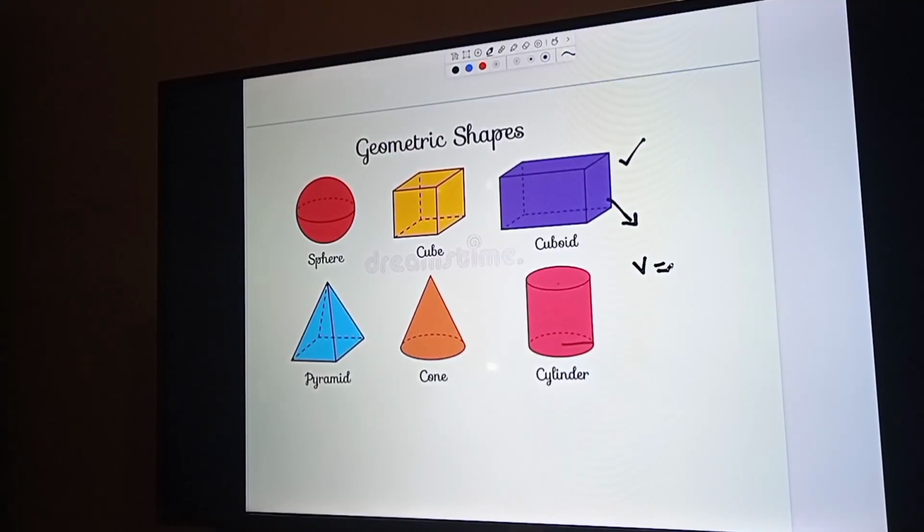V, and V is equal to length into width into height. So if this side is of length and this side is of width or breadth, then this will be considered as height, and then multiplying all the three, so we get volume of the cuboid.